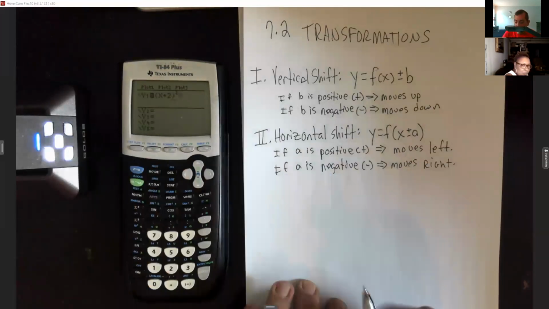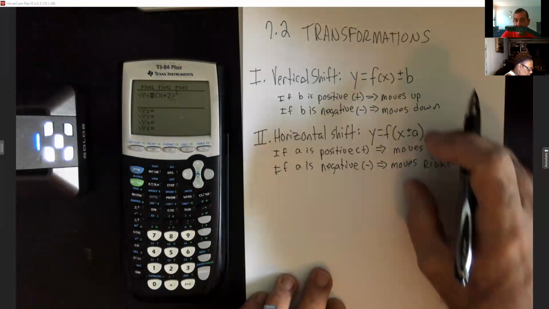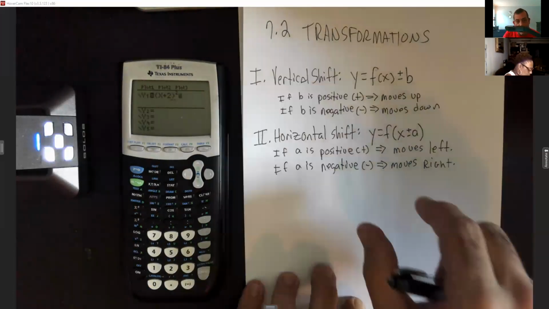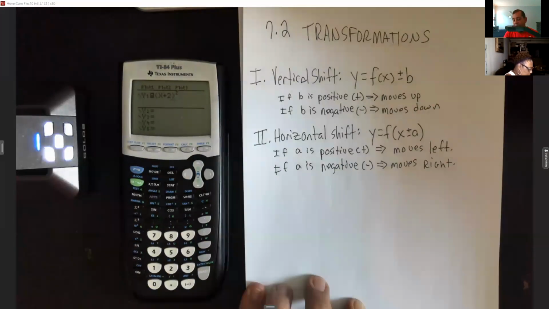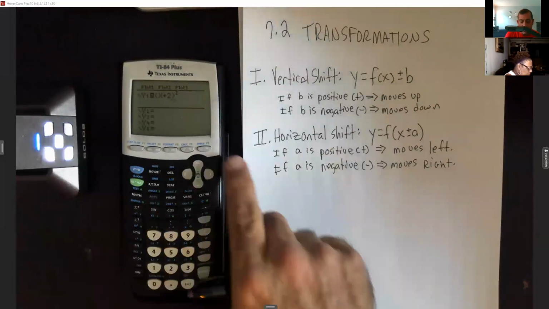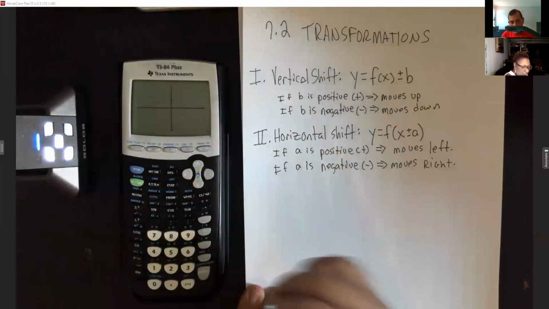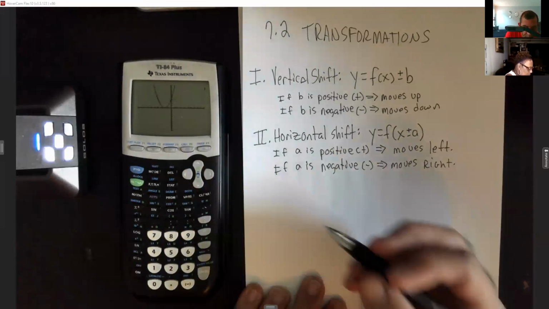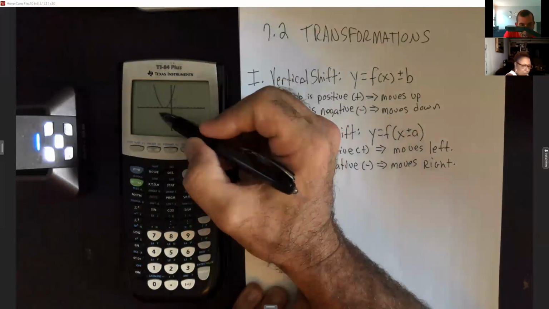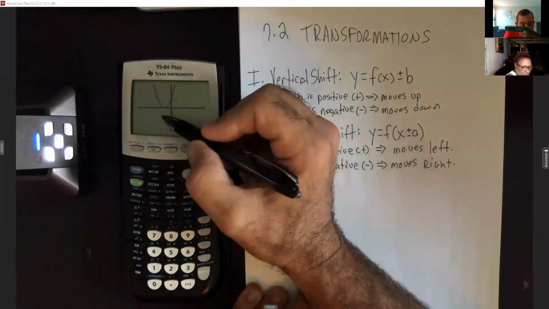Okay, notice I didn't add the plus 2 after the x squared. I changed the x's, then squared it. Now we said if this x was positive, it's going to move that graph left. So y'all watch when I hit graph. It was starting in the center, and guess what? It went from the center of my graph and moved left 2 units.